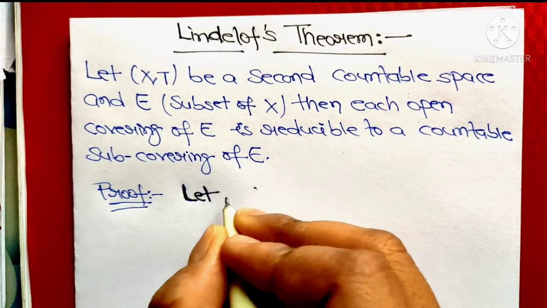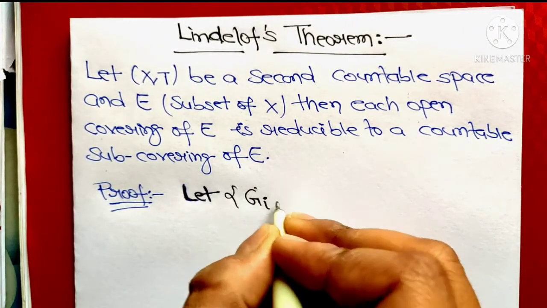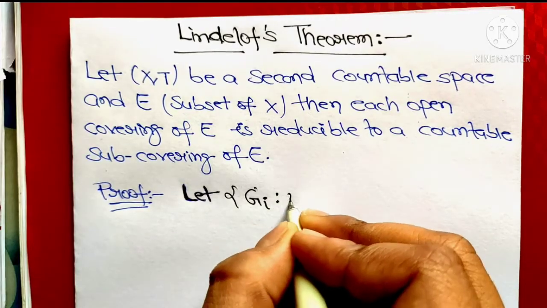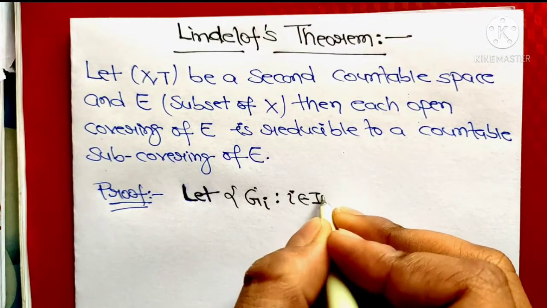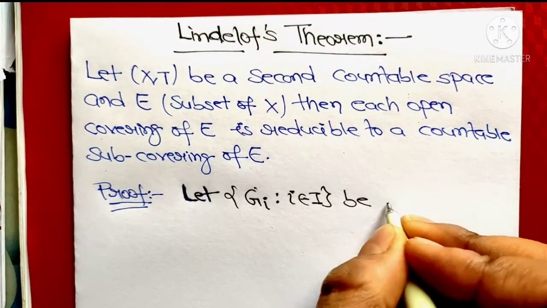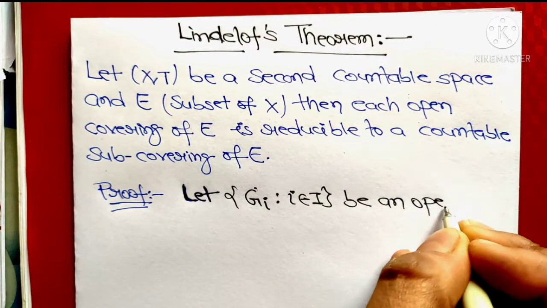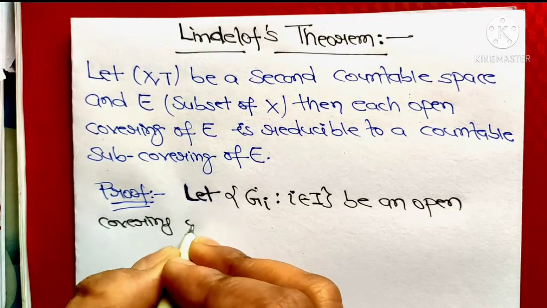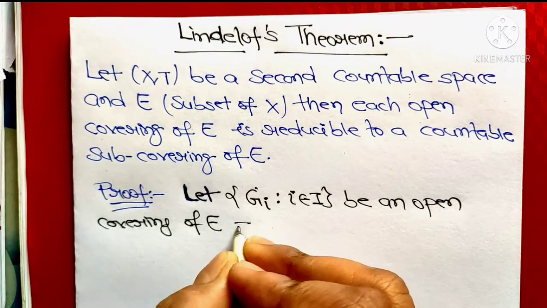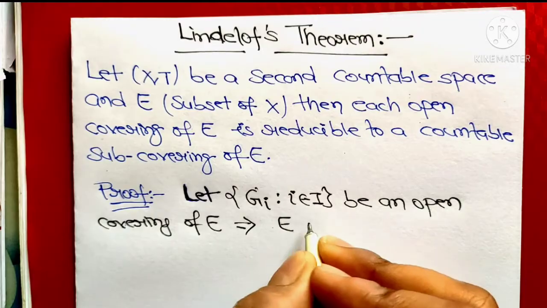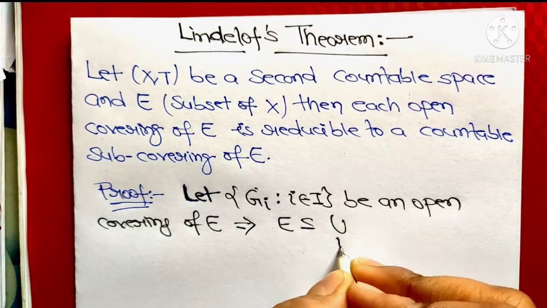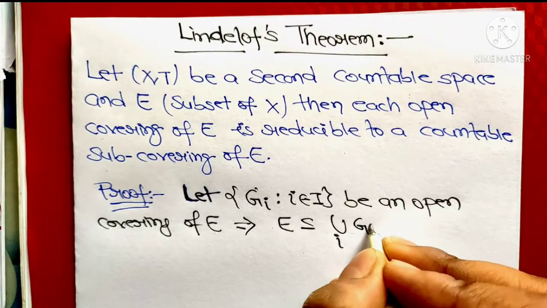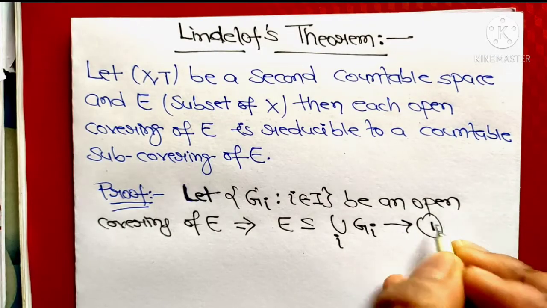Proof. Let {G_i such that i belongs to I} be an open covering of E, which implies E is a subset of the union over i of G_i. Call it equation 1.